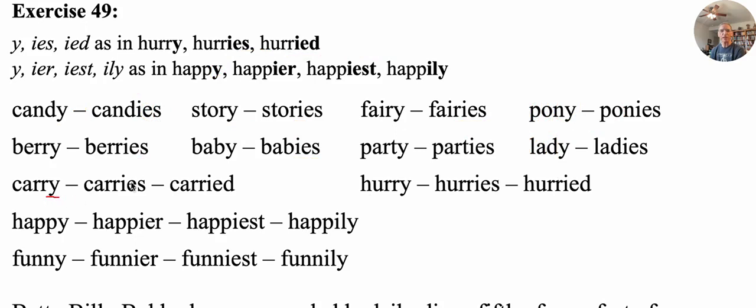Then we have carry, carries, and carried. Hurry, hurries, hurried, and again you notice you can look at it basically as IE with the E sound, hurried. Then we have happy, happier, and again notice the doubling of the consonant there to keep the vowel short, happy. Happier, so it'll help you in your spelling. Remember to double that consonant.